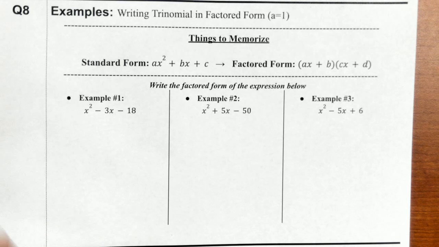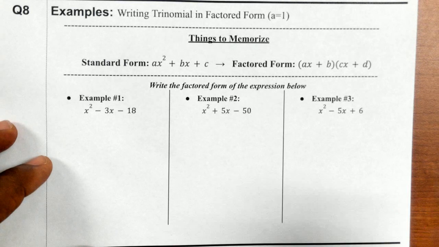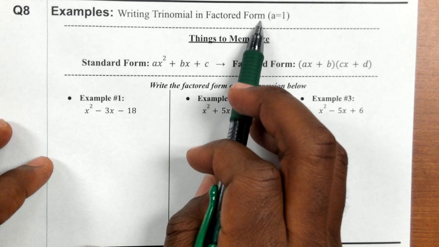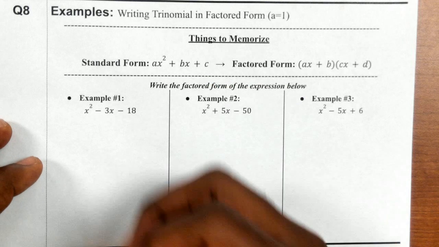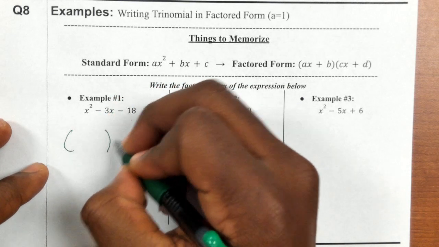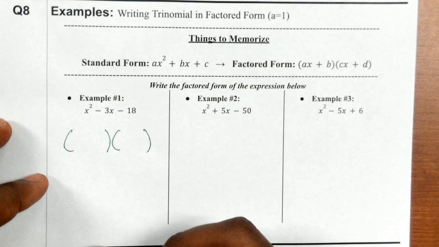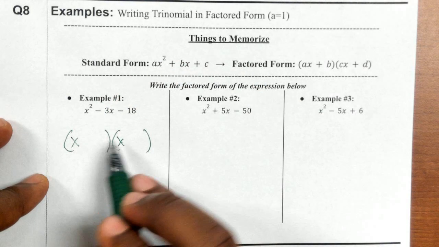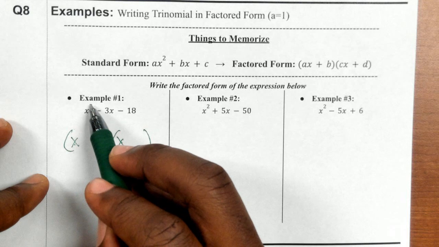Unit 7, question number 8. Question number 8 wants us to write the trinomial in factored form. You know that factored form is two pairs of parentheses. So I put my x and my x, because x multiplied by x gives me x squared.